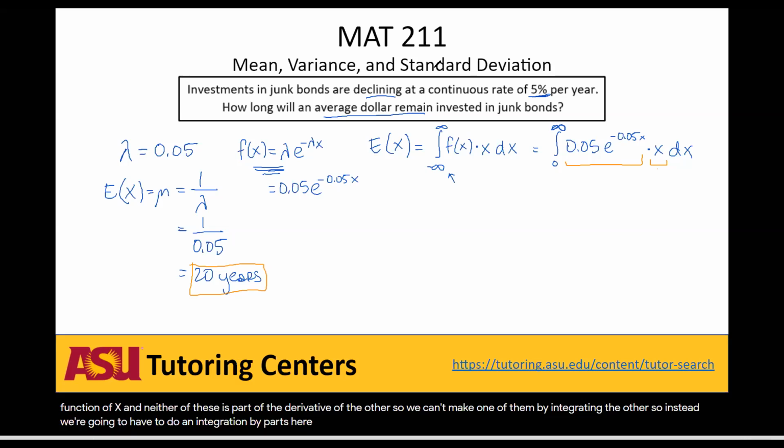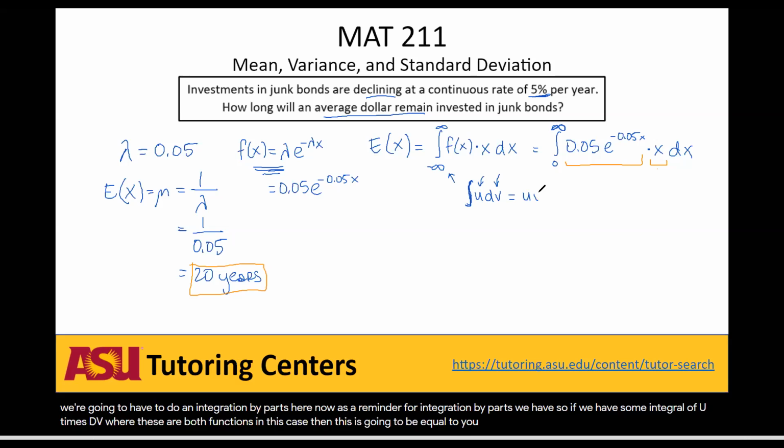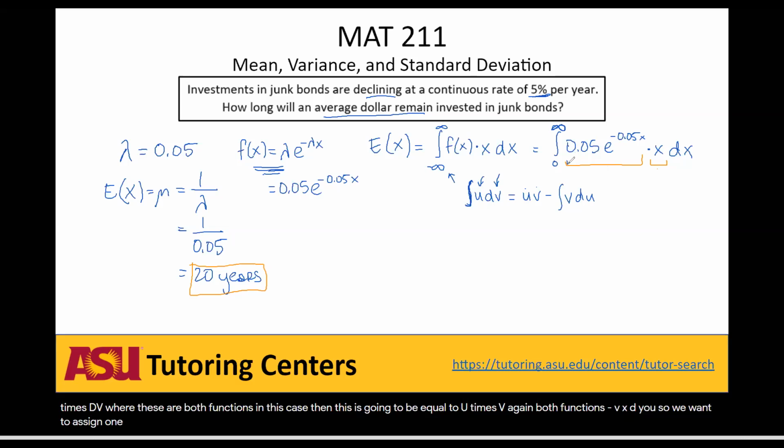Now, as a reminder, for integration by parts, if we have some integral of u times dv, where these are both functions in this case, then this is going to be equal to u times v, again both functions, minus the integral of v times du. So we want to assign one of these to be our u and the other to be our dv, so that we can then solve for the parts on the other side of our equation here.